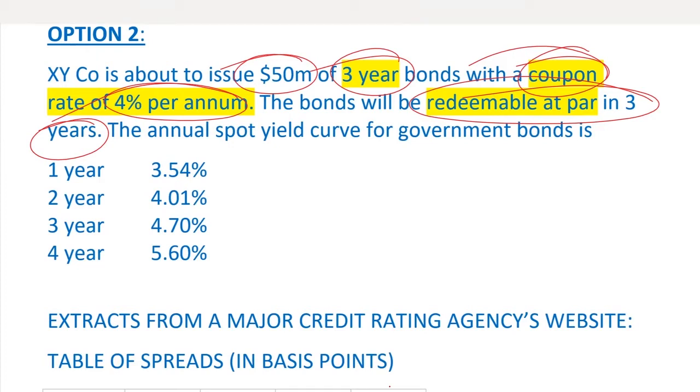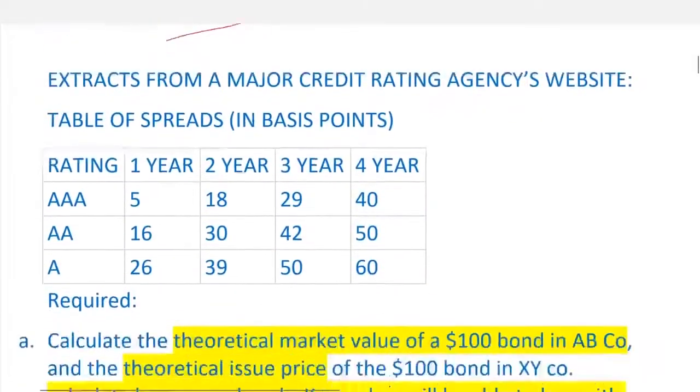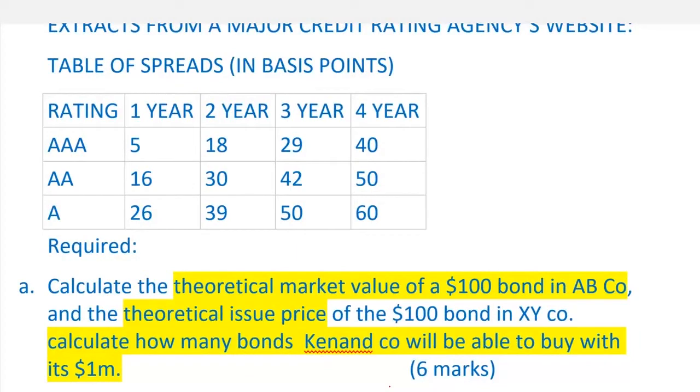The examiner says the annual spot yield curve for government bonds for 1 year is 3.54. So this is your risk-free rate. Don't forget, any return on government bonds is your risk-free rate. So this is your spot yield curve, year 1, year 2, year 3, year 4. Now, examiner says extracts from a major credit rating agency. Don't forget also, your spread is always in basis points. Remember, we said 100 basis points is equivalent to 1%.